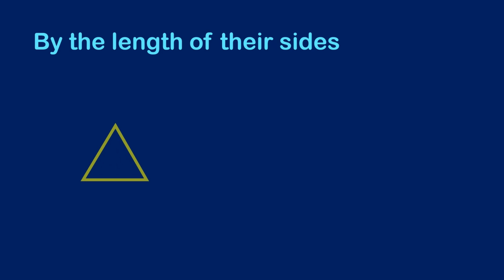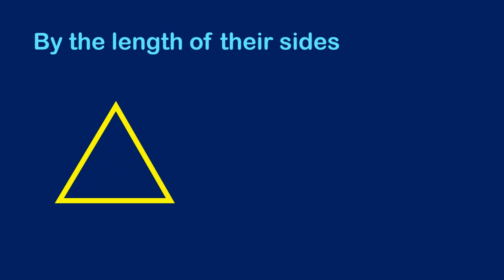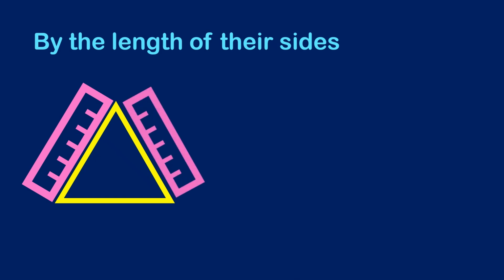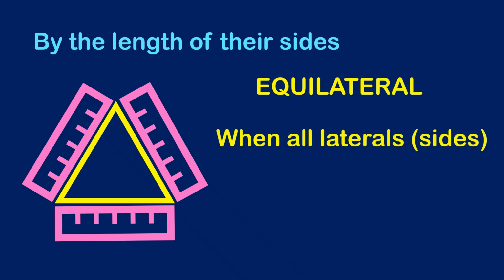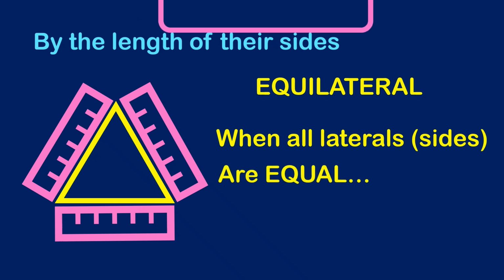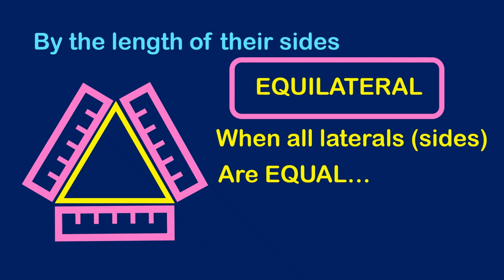We can classify triangles by the length of their sides. For example, look at this guy here. Let's see the sides. If they are all the same, this triangle is going to be an equilateral. Why? Well, when all laterals, which are the sides, are the same, they are equal. Therefore, equilateral.